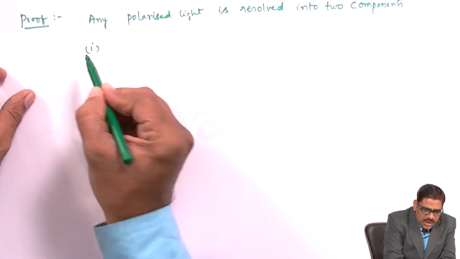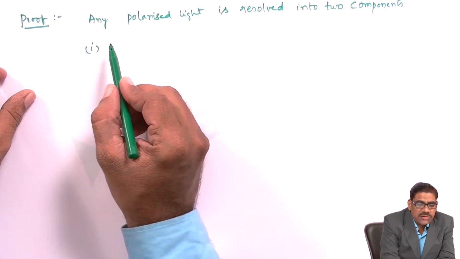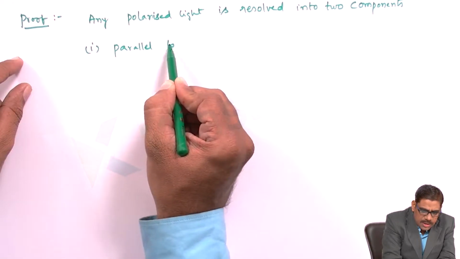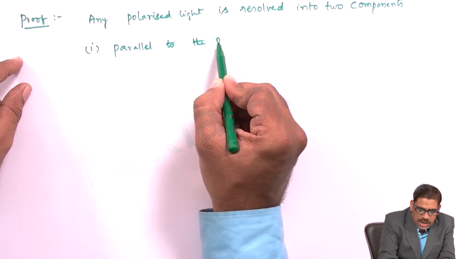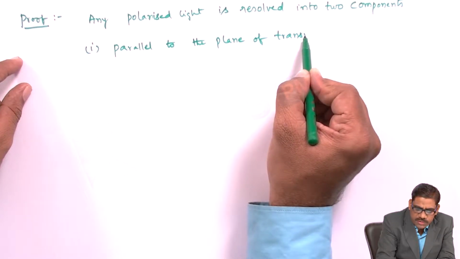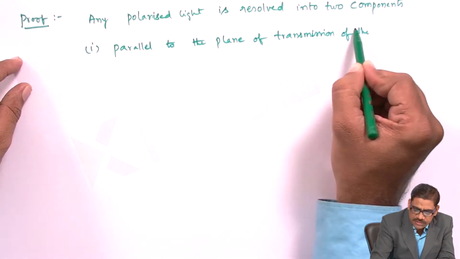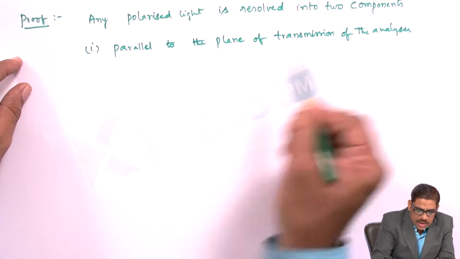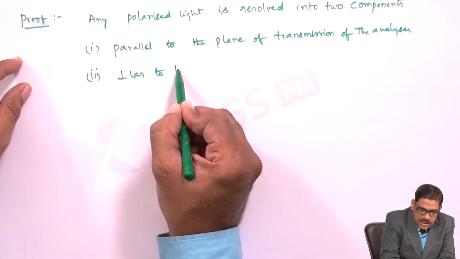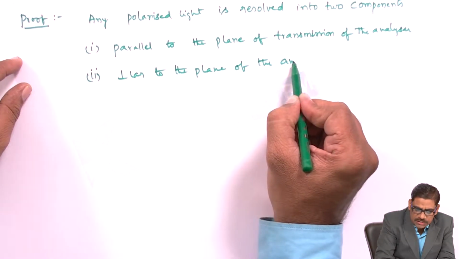What is the first one? The first one is, any polarized light is resolved into two components. One is parallel to the plane of transmission of the analyzer. Number two, perpendicular to the plane of the analyzer.